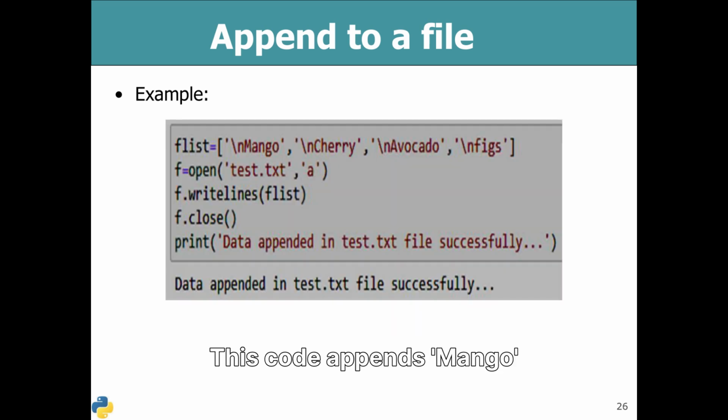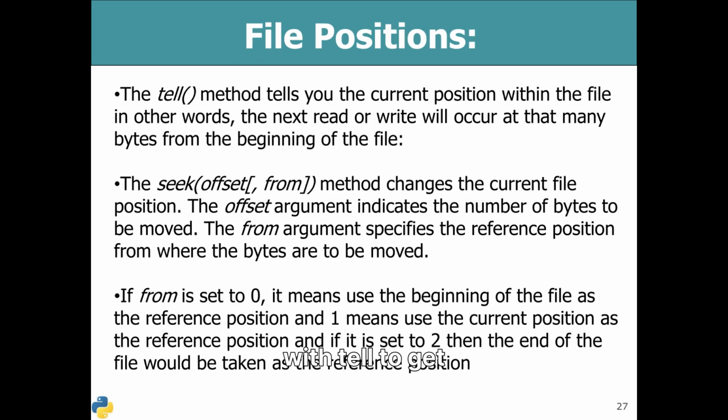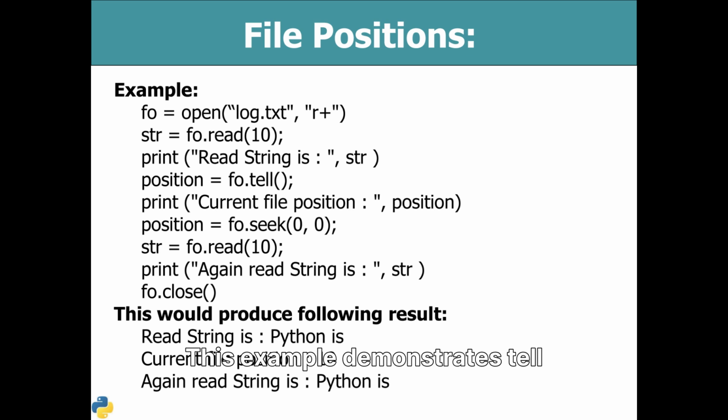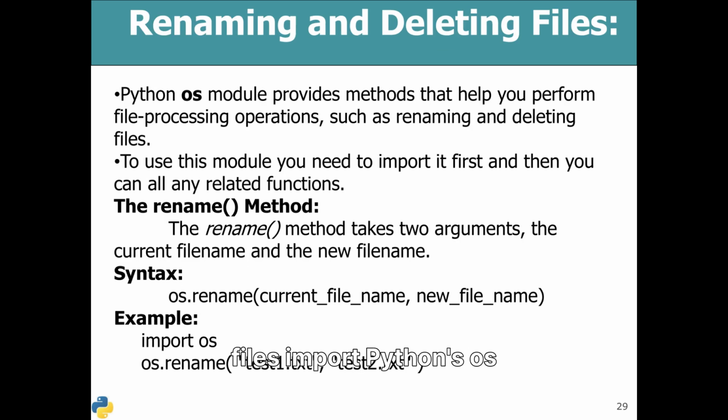This code appends mango and pineapple to test.txt using writelines in append mode, keeping existing fruits like apple and orange. Python manages file positions with tell to get the current byte position and seek to change it. From can be 0, 1, or 2. This example demonstrates tell and seek, opening a file, reading, printing the position, moving the pointer, and reading again to navigate file content.